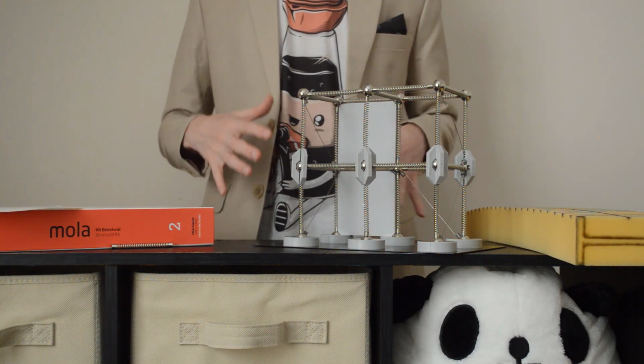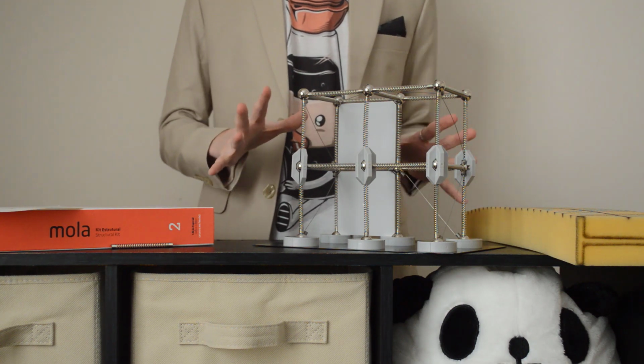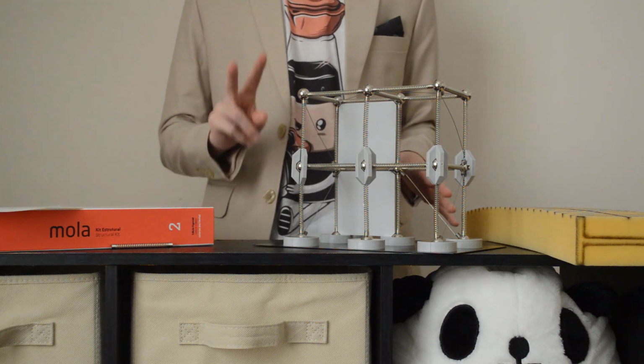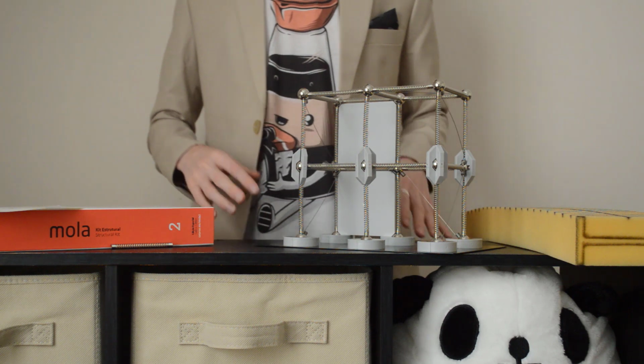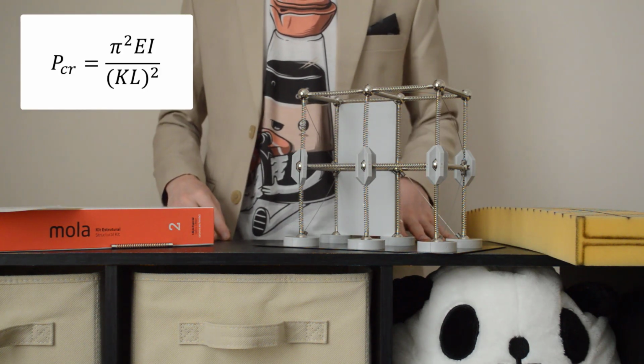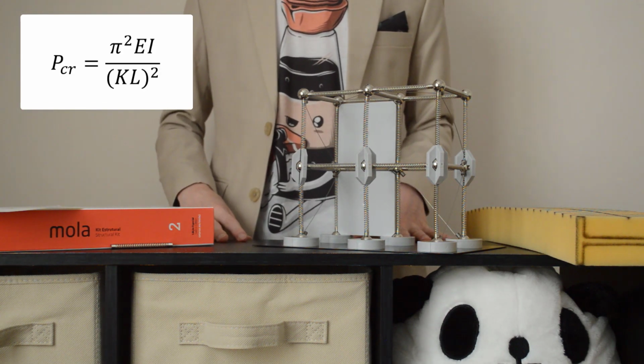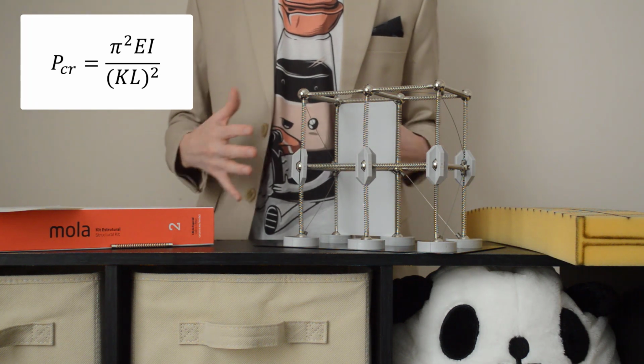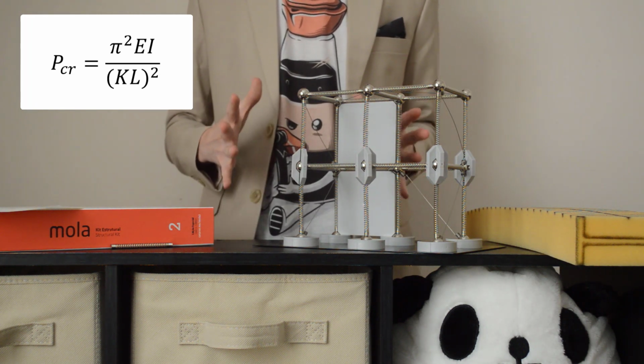In this video, we will be looking at a quick visual demonstration of column buckling in a two-story building. To start, let's put Euler's buckling formula up on the screen. Remember that this is the formula that determines the capacity of our column.